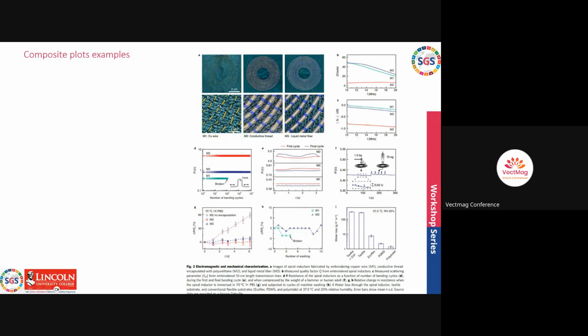Then there is a weight on the coil. What happens if weight comes on the coil? How does the resistance change? They have shown that here. And then some other important things: the change in resistance ratio with respect to washing or time, and what happens to the water loss of the textile plus coil, textile, Ecoflex, PDMS, and polyamide. That's what they have used here.